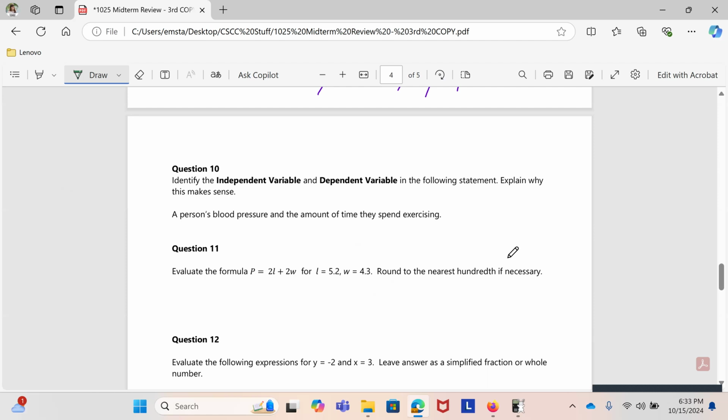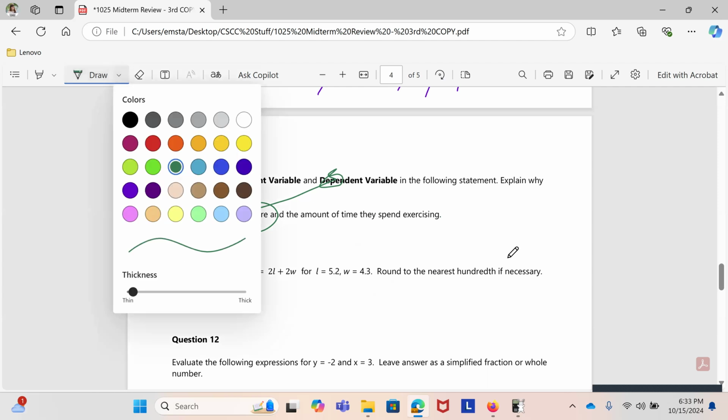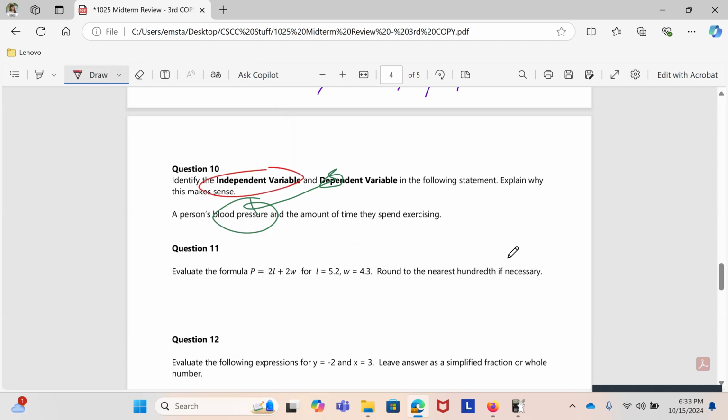A person's blood pressure depends on the time of exercise. Blood pressure, I did this earlier this way, we'll do it this way. Blood pressure is dependent. And the part that you can control, the independent part, is how much time you spend exercising. It's the better of the 2 sentences.